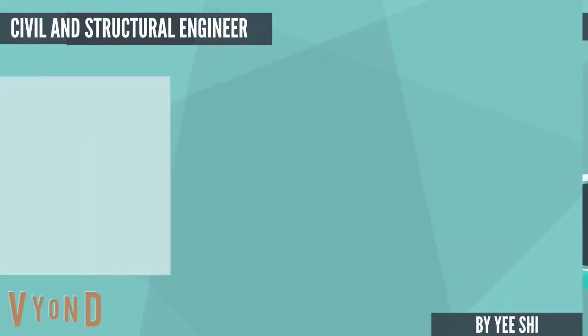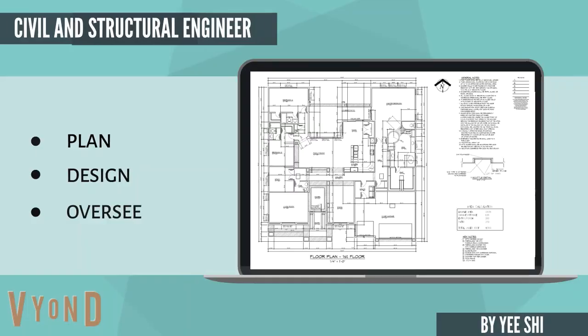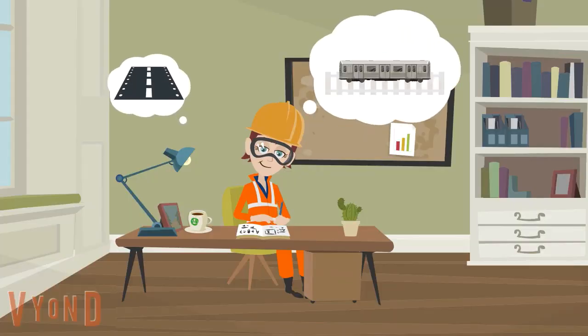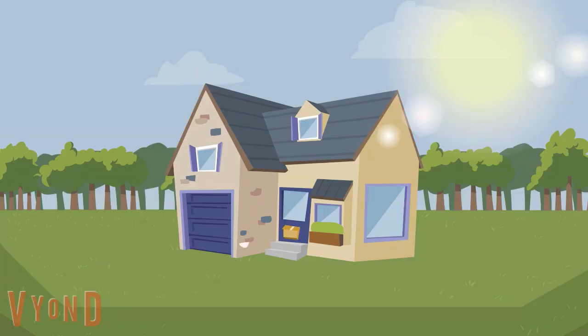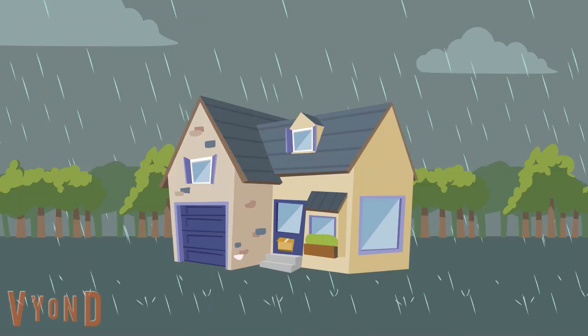In general, as a civil and structural engineer, our duty is to plan, design, and oversee construction and maintenance of building structures and infrastructure, such as roads and railways. We also design and build tall buildings and large structures.